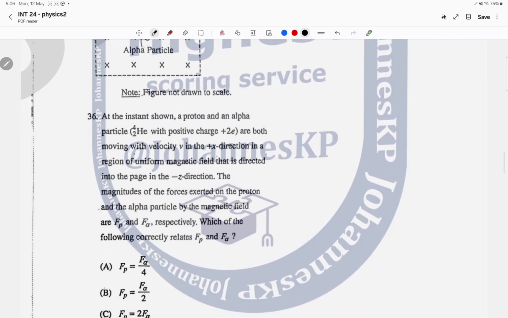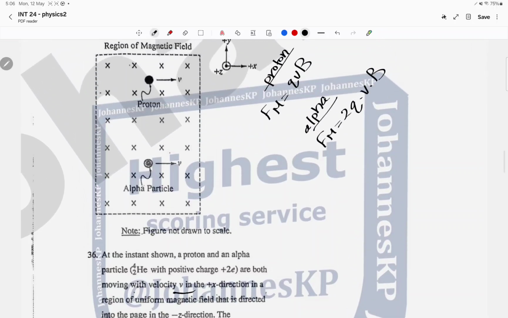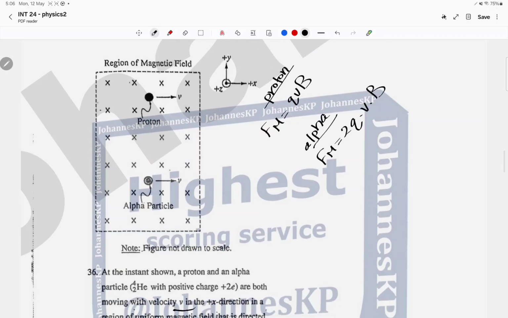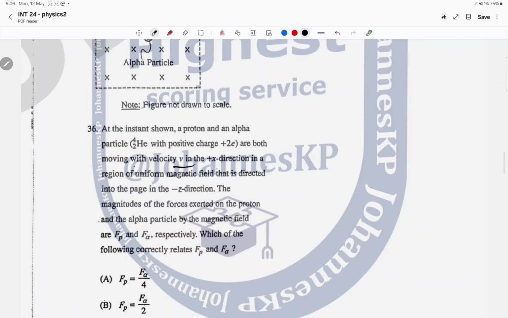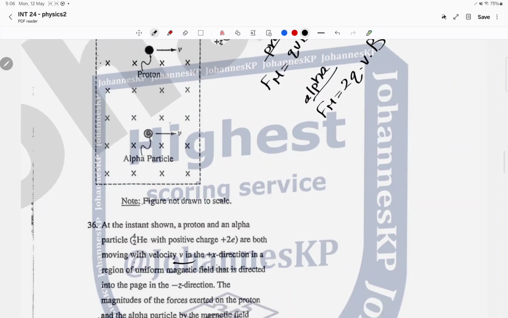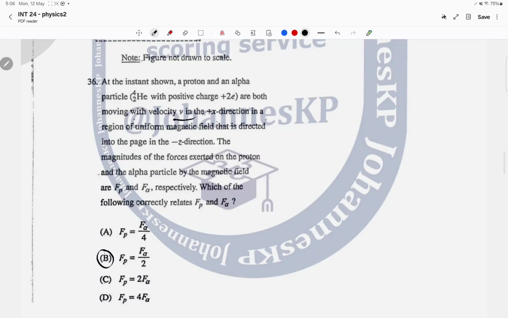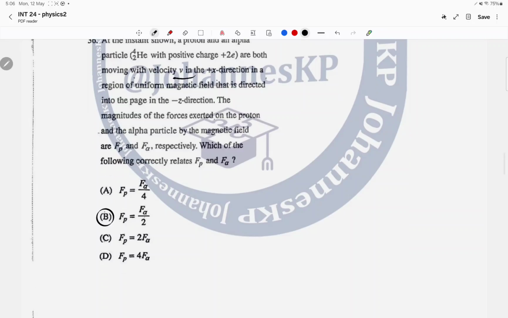So alpha and the proton move with the same velocity, right? They both have V. So which one is experiencing more force? Alpha. Alpha by how many times more? 2 times more. So it's B. Good?